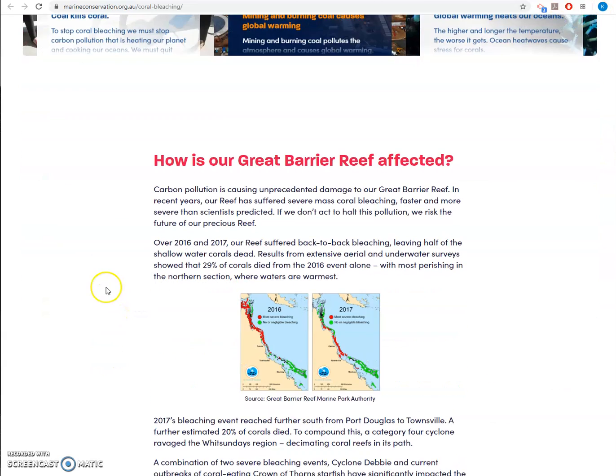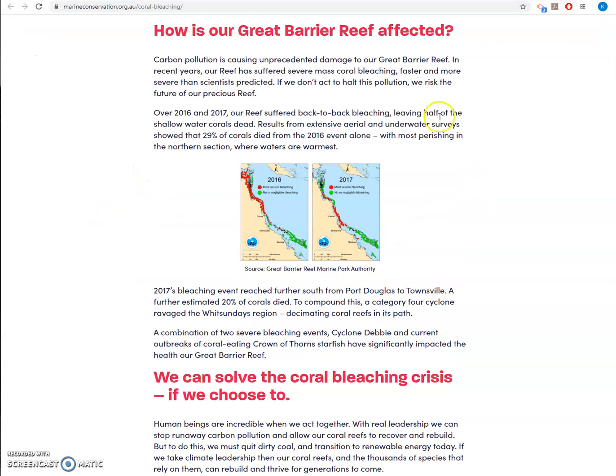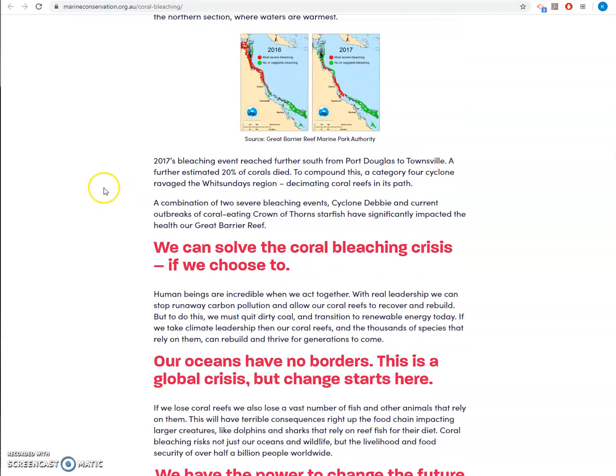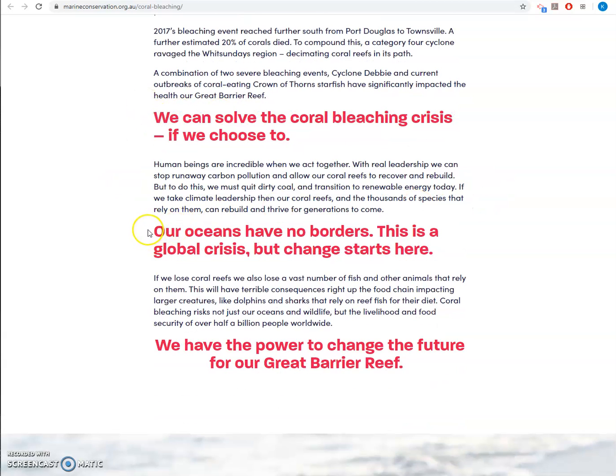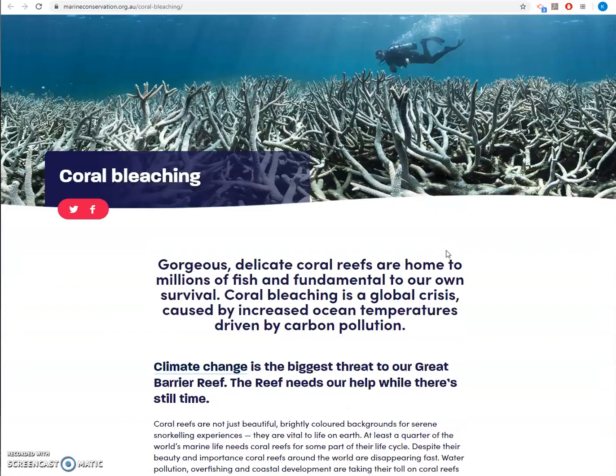So there's some things. Here is another Australian government one. So how is the Great Barrier Reef affected in Australia? Here's some explanation, some nice pictures of that. You can actually use these to kind of see where the bleaching is happening if you want. What can we do? We got to choose, right? This is a global crisis. So there's a lot of things you can think about with like what can happen in the future.